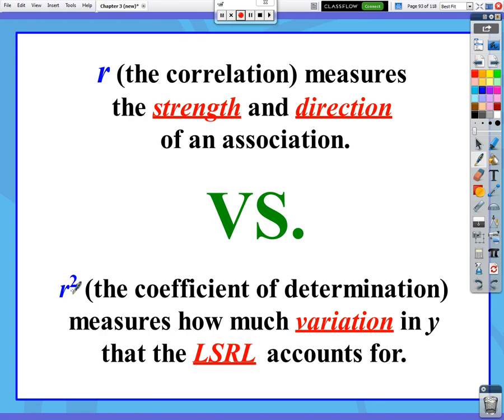And if you knew what r squared was, could you simply take the square root of r squared and figure out what the correlation is? Absolutely, you could do that. So there is that mathematical relationship between correlation and the coefficient of determination.